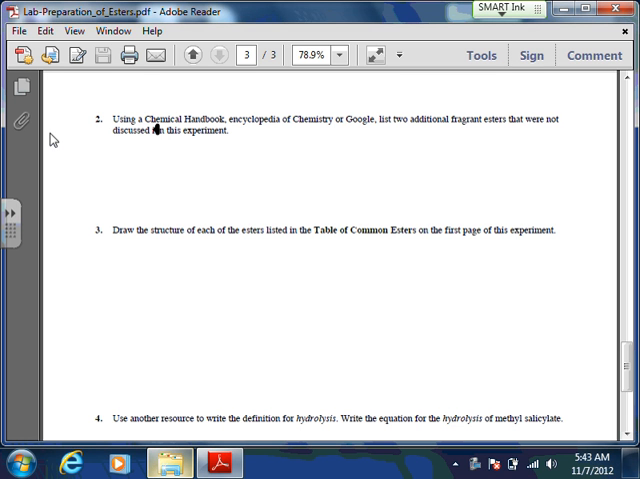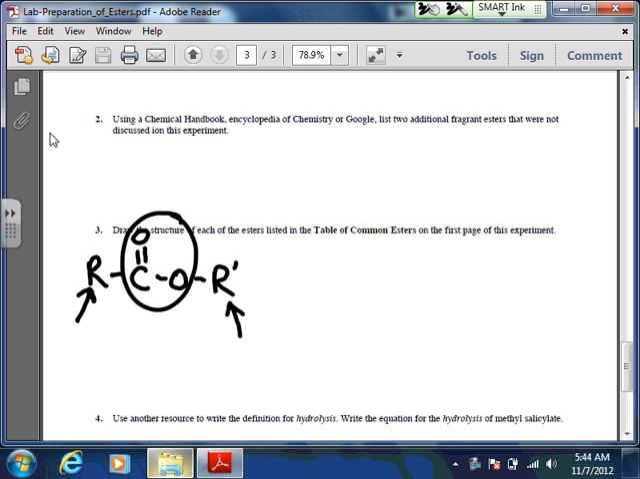It says draw the structure of each of the esters listed in the table of common esters on the first page in the experiment. So remember, your esters are always going to have this general formula where you've got some group, and then you've got the double bond, oxygen, and I'm sorry, not that. That's a carboxylic acid. It's going to look like that, okay? And so what you need to do basically is just, for each of these, draw in the R and the R prime, because those are the only parts that are really going to be different.